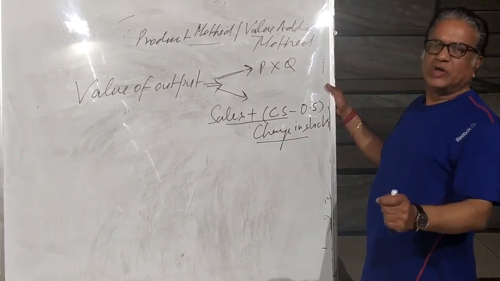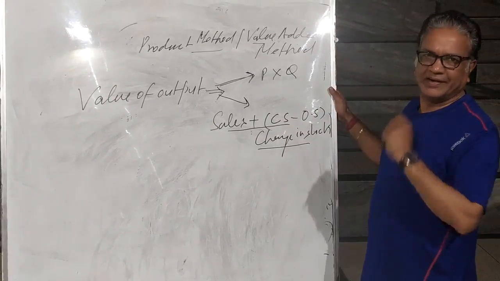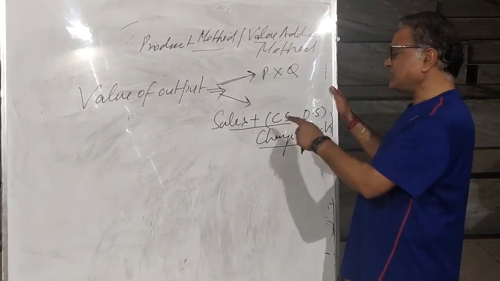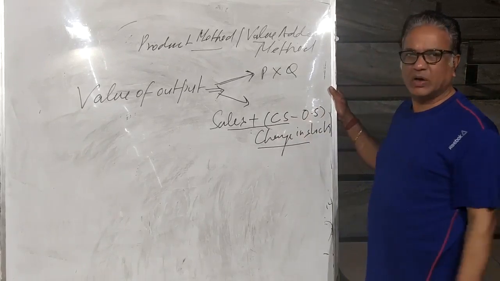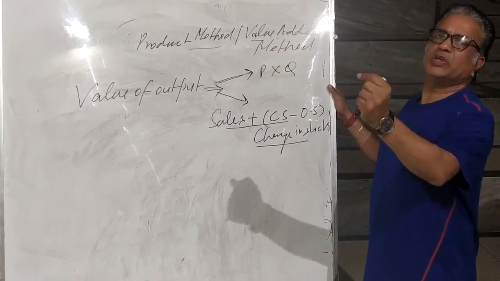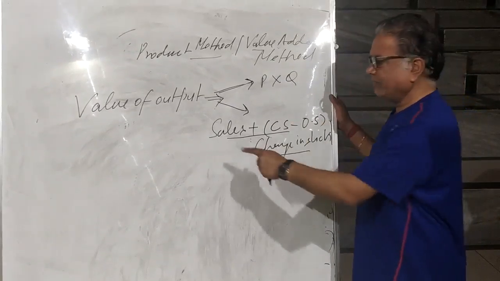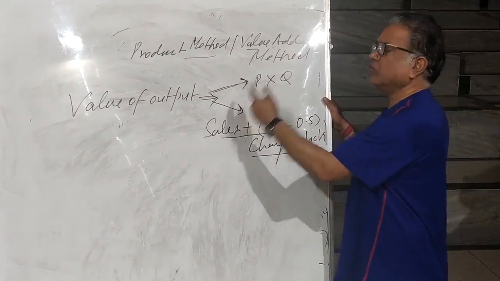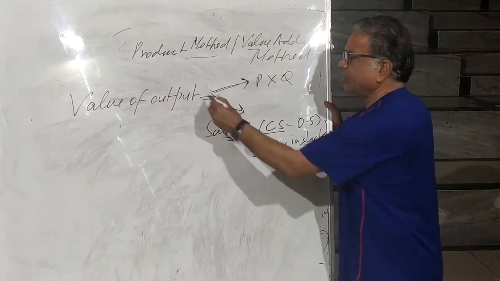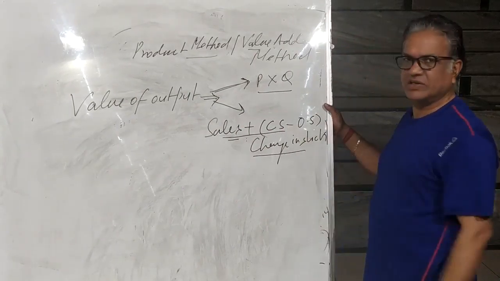A firm's total sales during the year is given to you as 500, right? And in its stock, how do you calculate the stock? Closing stock minus opening stock. Material available worth rupees 200. So what is the total value of output? Total sales 500 plus what is available in the stock 200 is equal to 700. So value of output can be calculated in two ways, P into Q or sales plus change in stock.